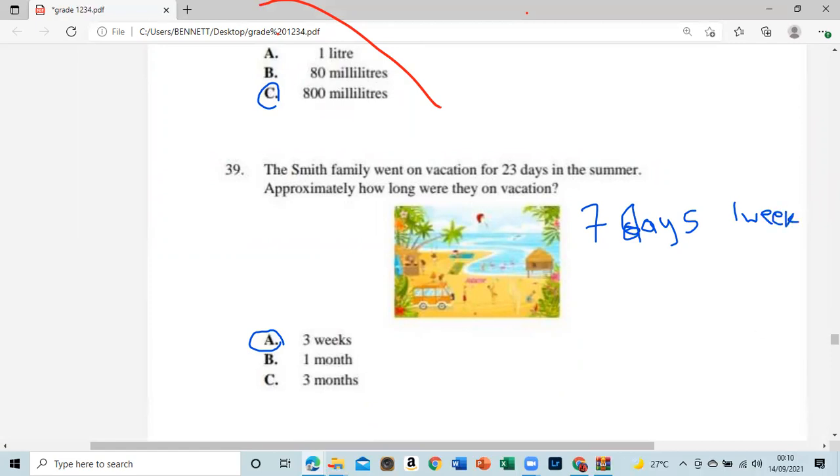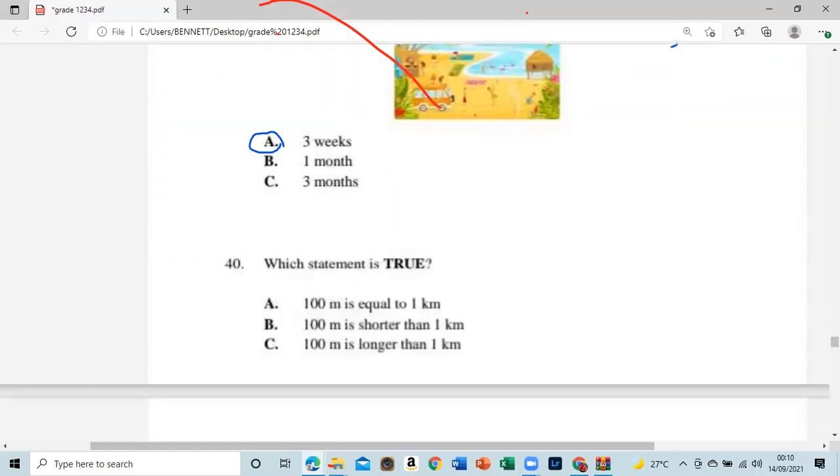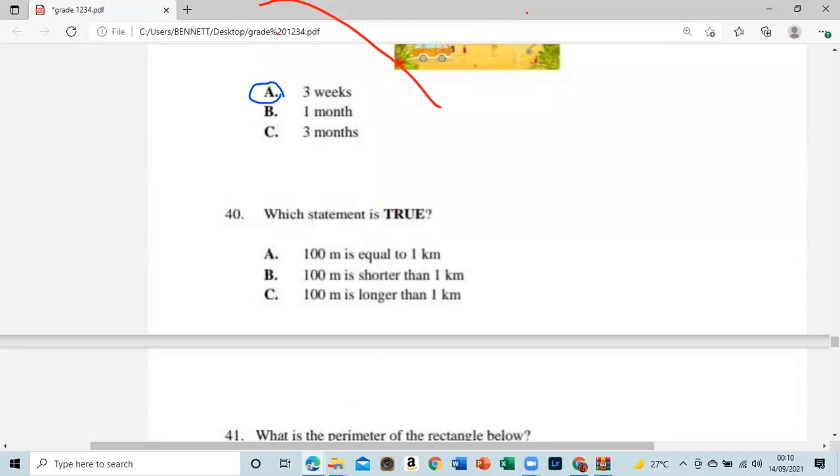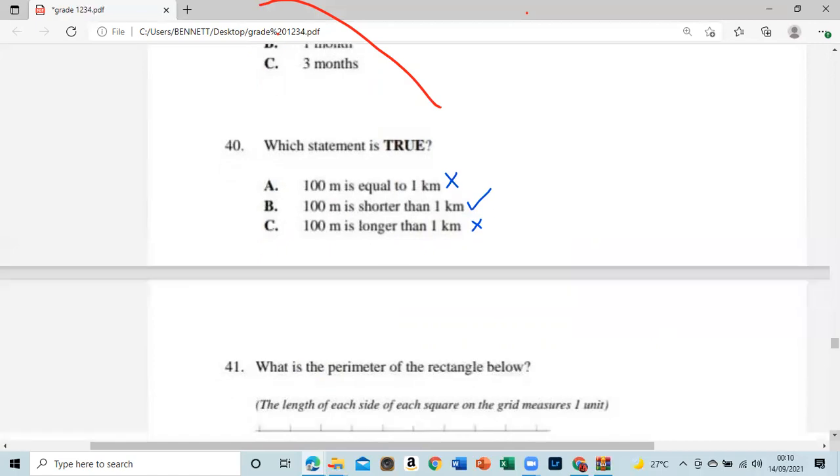Alright, soon done, hopefully. 40 now. Which statement is true? 100 meters is equal to 1 kilometer. That is not true. 100 meters is shorter than 1 kilometer. That is true. And this is wrong: 100 meters is longer than a kilometer. No, 1,000 meters actually means 1 kilometer. Let's move on to 41.